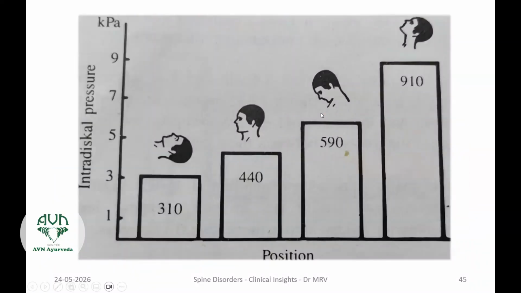sir. See, this is the intradiscal pressure. When we are lying down, the intradiscal pressure is very, very low. But when you are standing, it is 440, and when you are leaning the head, it is again high. Then when we are turning our head towards backside, at that time the intradiscal pressure is very high, which means that we have to keep a good posture. For example, when we are standing straight, at that time the intradiscal pressure is very less.